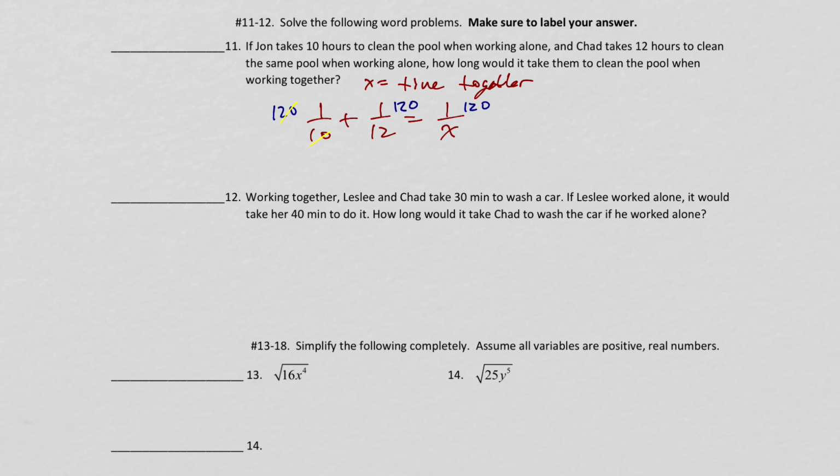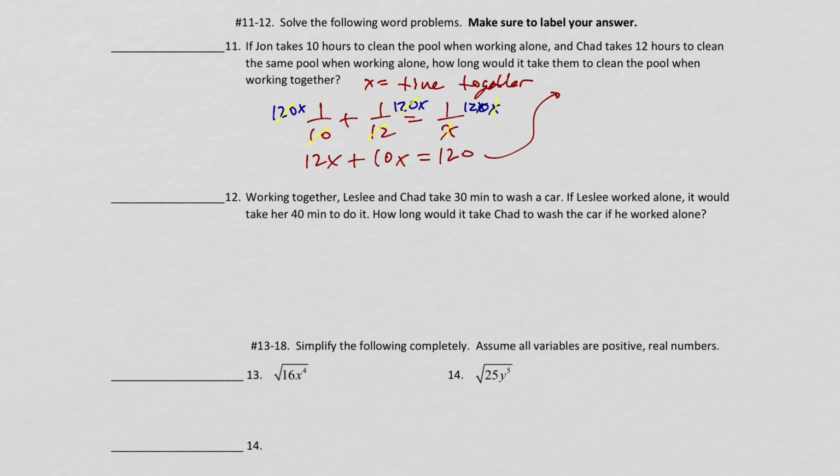So 10 goes into here 12 times, and we get 12. 12 goes into here 10 times, and we get 10. This is, oh shoot, I forgot my x. I need x in there. This is 120x because there's an x down there. So when I cancel this, I get 12x. When I cancel this, I get 10x. When I cancel this, I get 120.